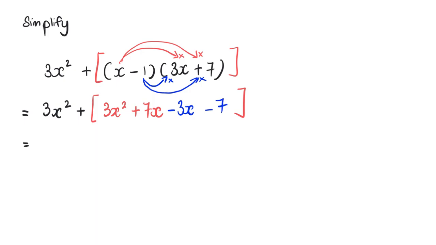And then we will continue to expand this bracket. So we are going to continue to simplify the bracket inside. And what do we have? We have 3x squared. We also have 7x minus 3x, positive 4x. We also have negative 7.